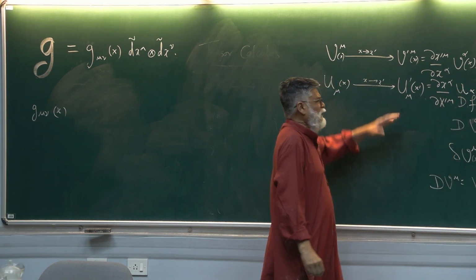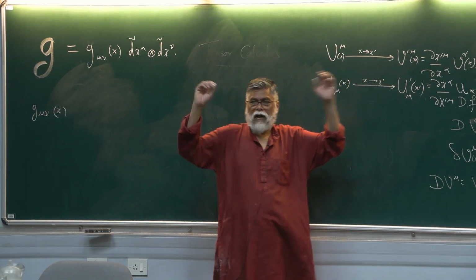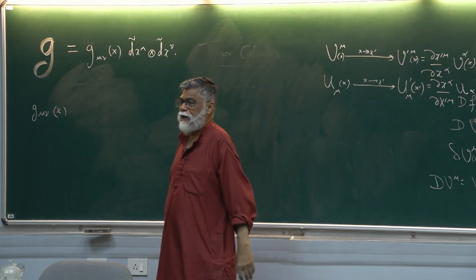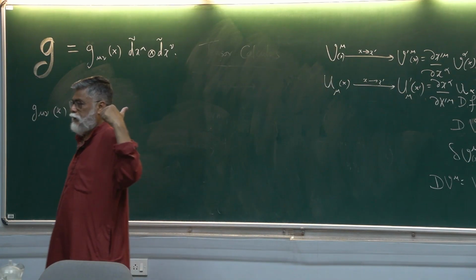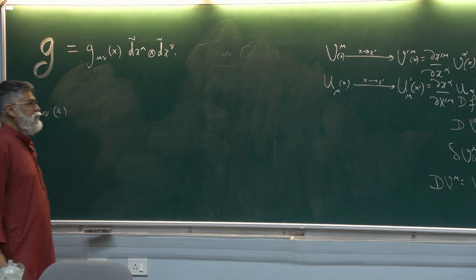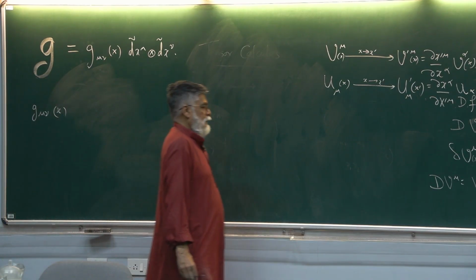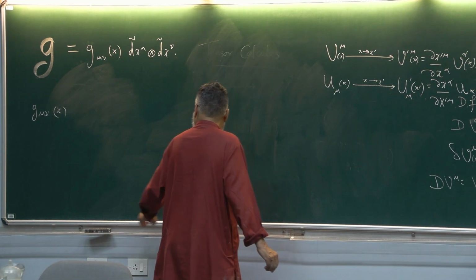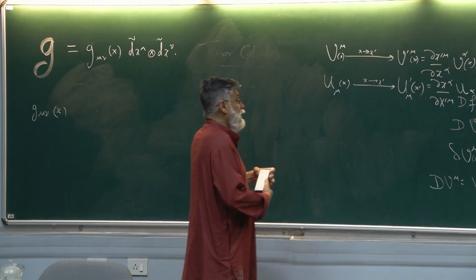This we know. I'm sure you would have studied all that. In standard tensor calculus, contravariant vector fields and covariant vector fields are those which transform like that. This is well known. I'm not going to discuss more on that. Just for completeness sake, I have written it down.